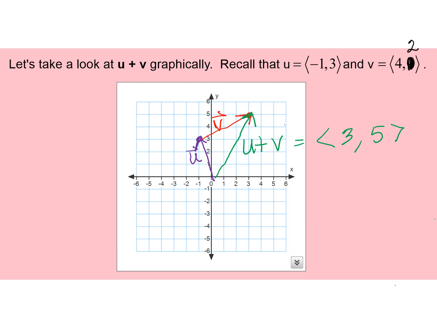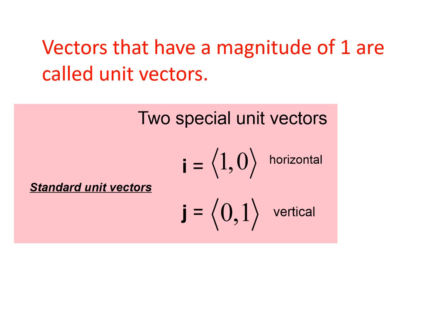All right, moving on. You guys, I know one of your favorite things is our unit circle, and just a reminder, the reason it's called a unit circle is because it has a radius of 1. Well, vectors that have a magnitude of 1, again, magnitude is the same thing as length, those are called unit vectors, and there are two special unit vectors. Again, a vector that has a length of 1, and it is the horizontal unit vector and the vertical unit vector. And they use the letters i and j.